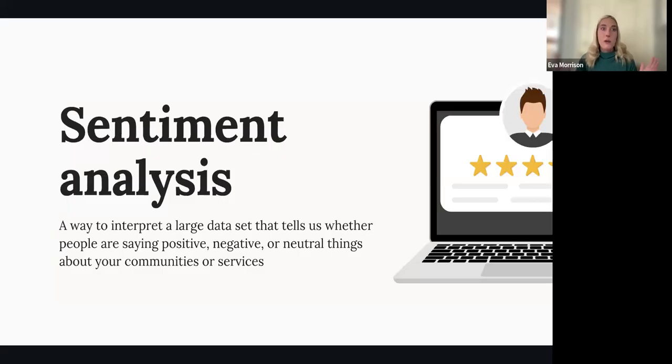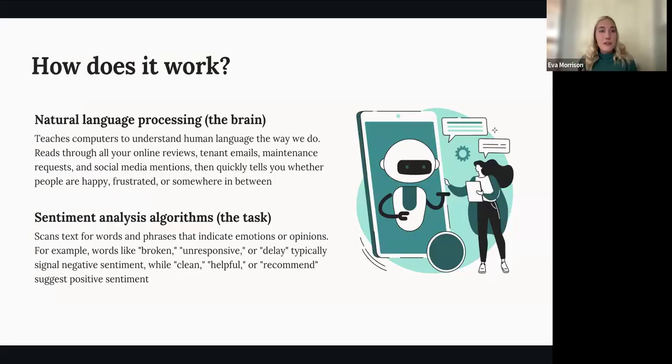And you're probably wondering, okay, how does it do that? We have to briefly talk about natural language processing, which is essentially teaching computers to understand human language the way that we do. So think about natural language processing as the brain. We're training the computer to read through all of this data and figure out, is this positive? Is this negative? What are the words and phrases here that I need to read to pull out the sentiment behind these emails, these reviews, these survey answers? And it'll be able to tell us whether people are happy, frustrated, or something in between, maybe neutral on this topic.